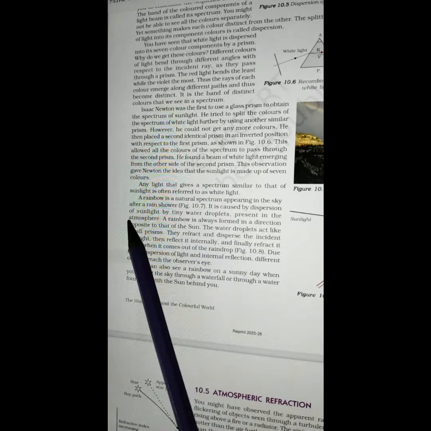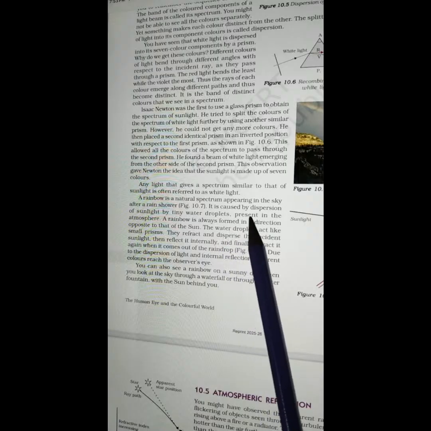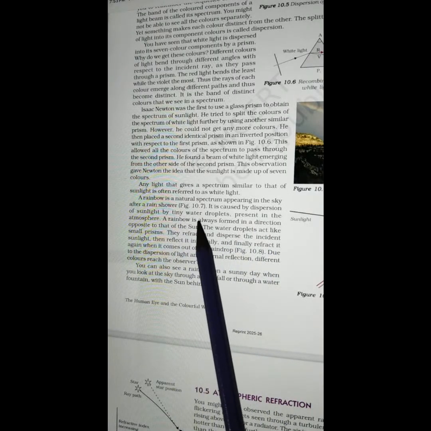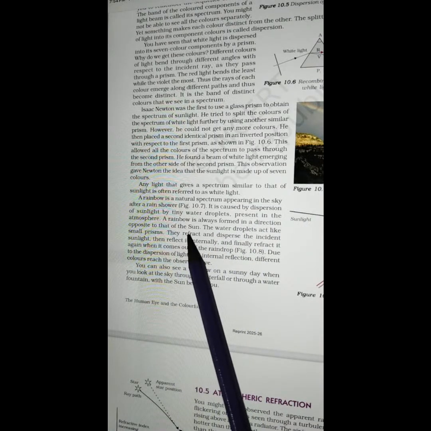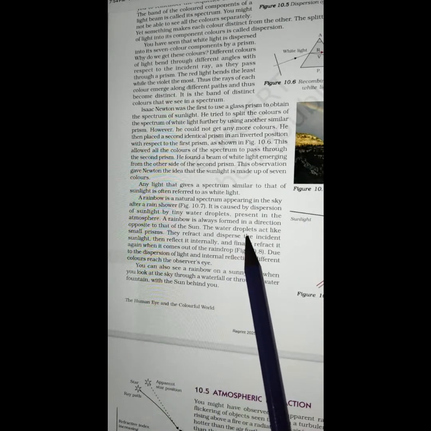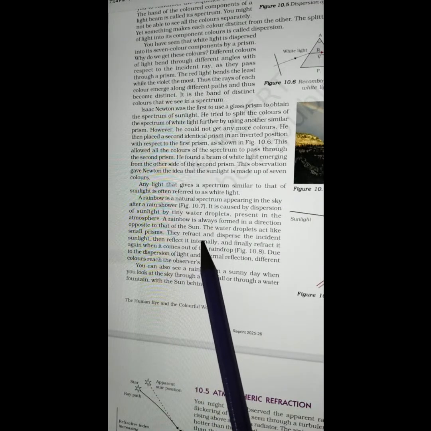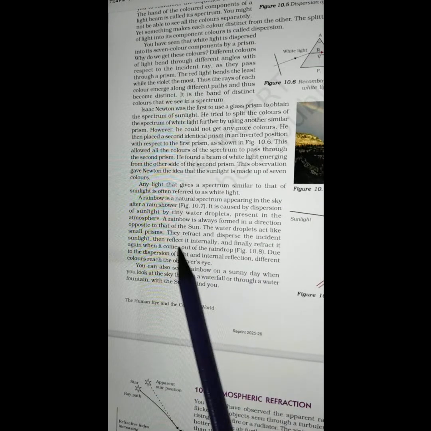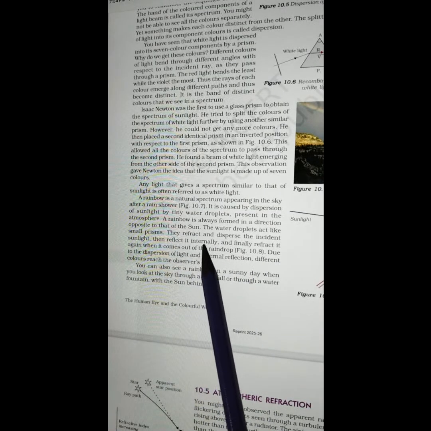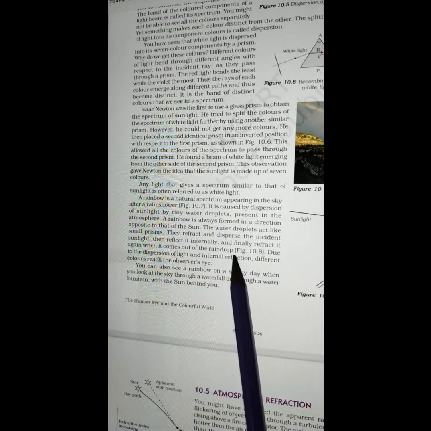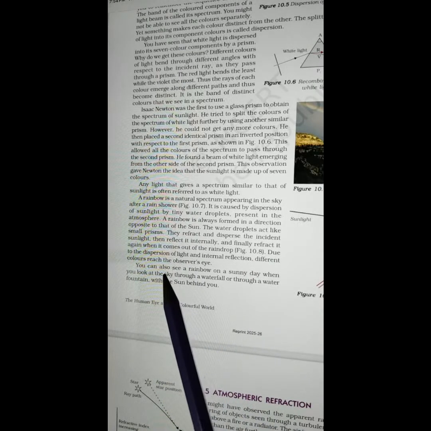A rainbow is a natural spectrum appearing in the sky after a rain shower. It is caused by the dispersion of sunlight by tiny water droplets present in the atmosphere. A rainbow is often formed in a direction opposite to that of the sun. The water droplets act like small prisms. They refract and disperse the incident sunlight, then reflect it internally, and finally refract it again when it comes out of the raindrop.